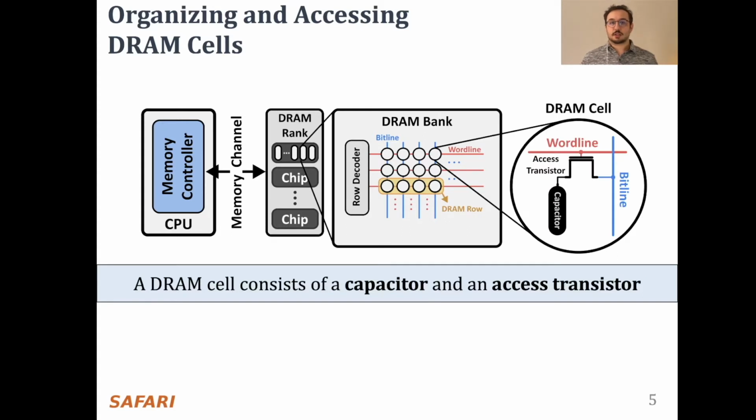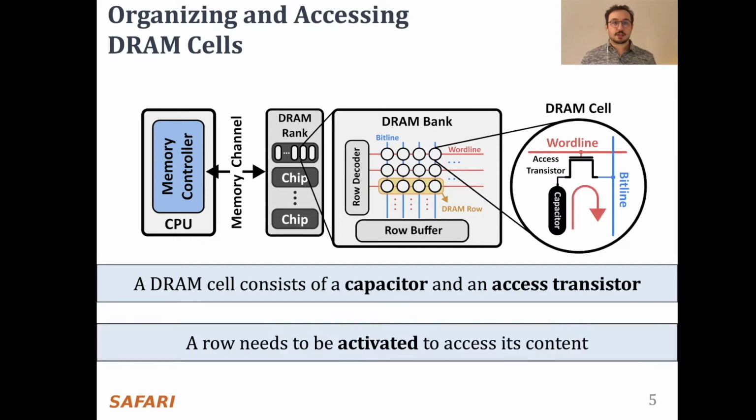Here's a simplified diagram of a DRAM cell where the data is stored as capacitor voltage and accessed through the access transistor. To access a DRAM cell, its row is activated by fetching the data stored in the cell capacitor into the row buffer.